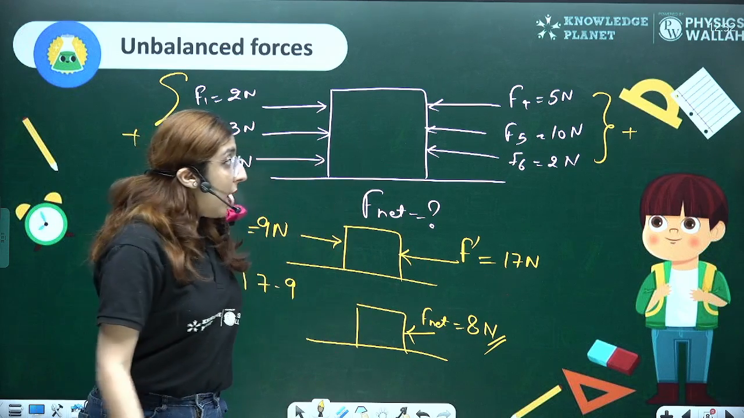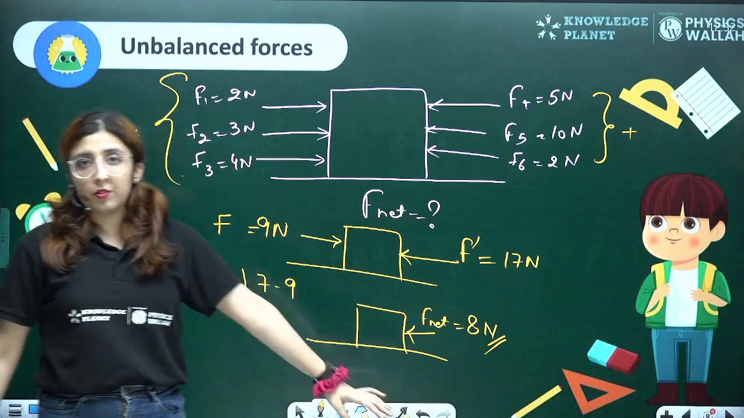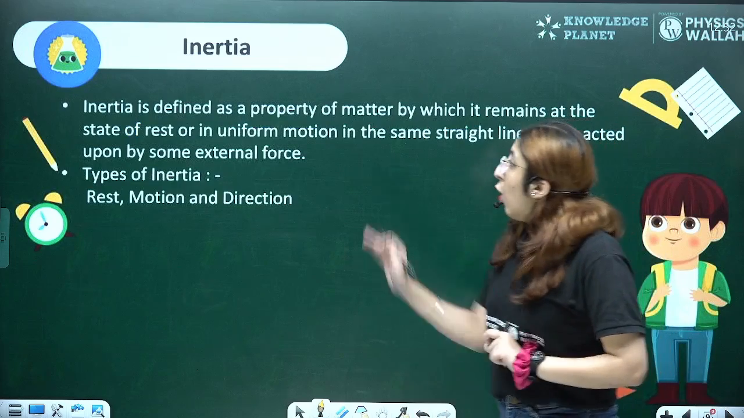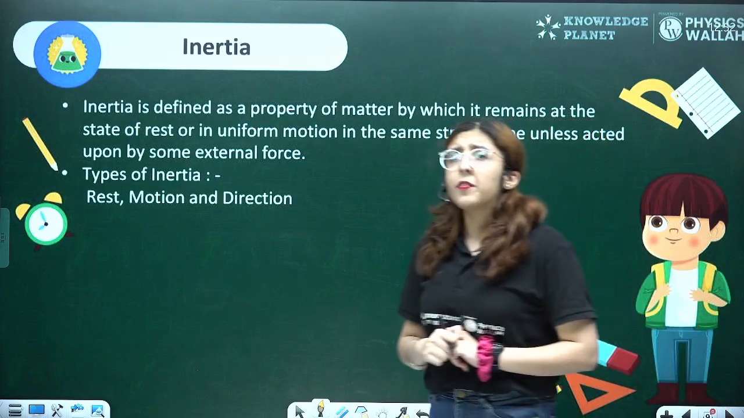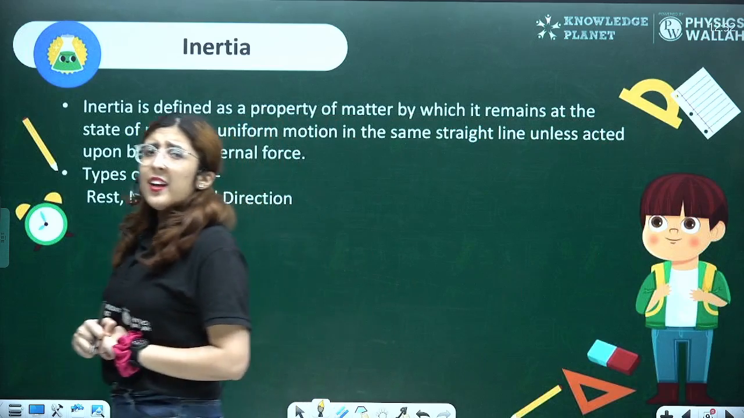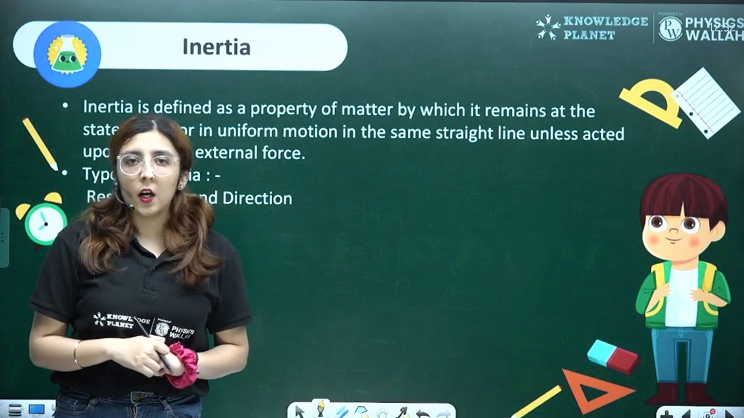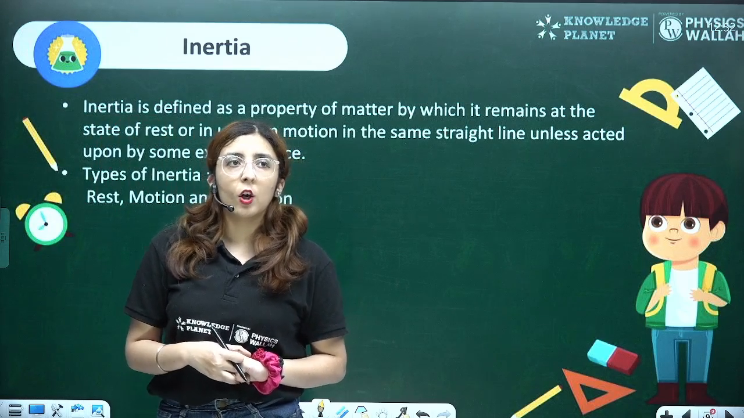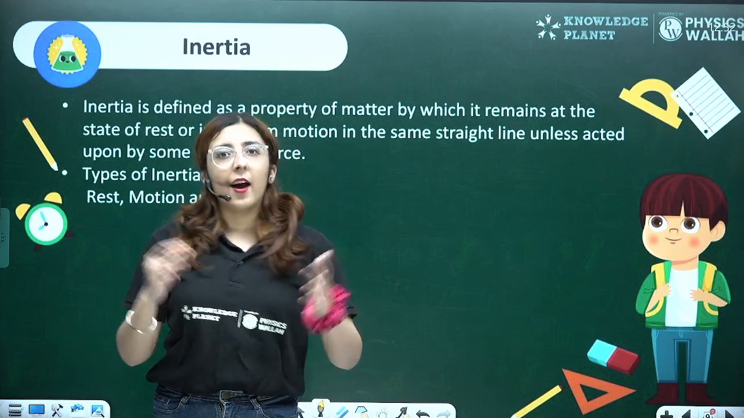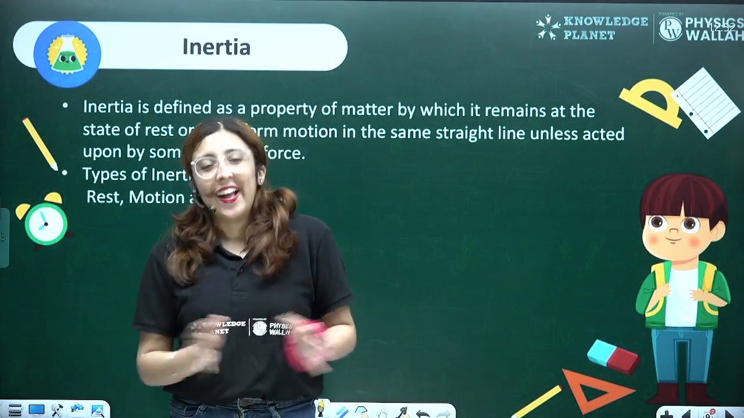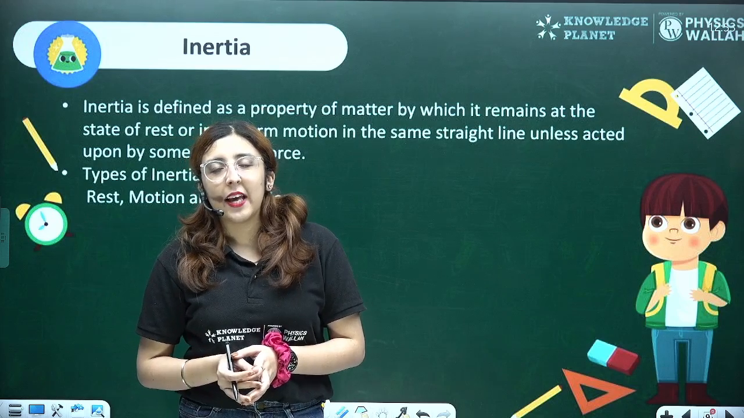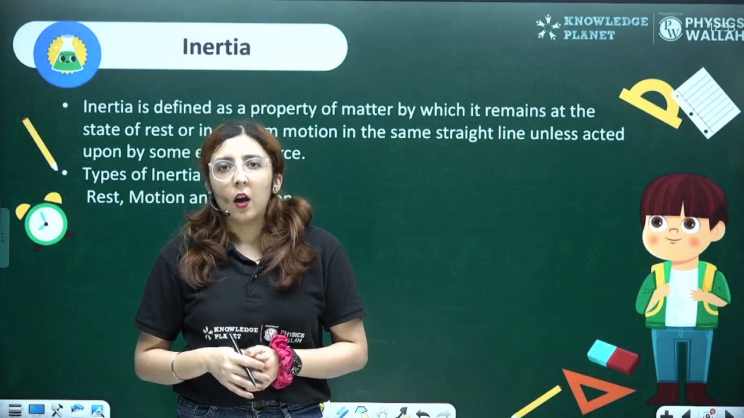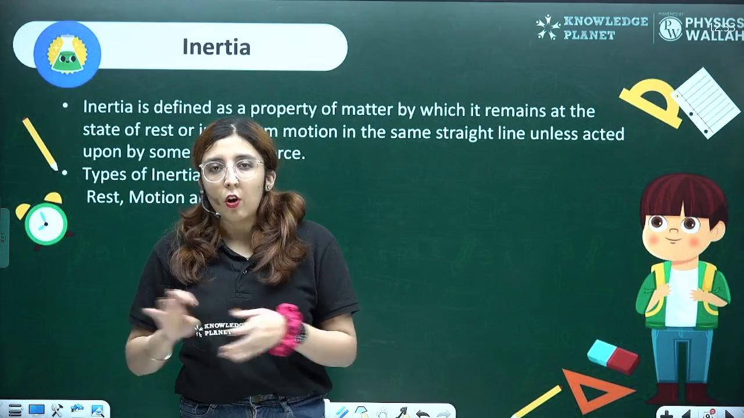Okay, now as we are through with the unbalanced forces, we are going to understand something called inertia. A lot of kids get confused about this. Kids, inertia is a property to resist itself. If it's a Sunday and your mother comes and tells you to wake up, you will say, no, I don't want to wake up. There you are resisting yourself. Inertia also does the same.